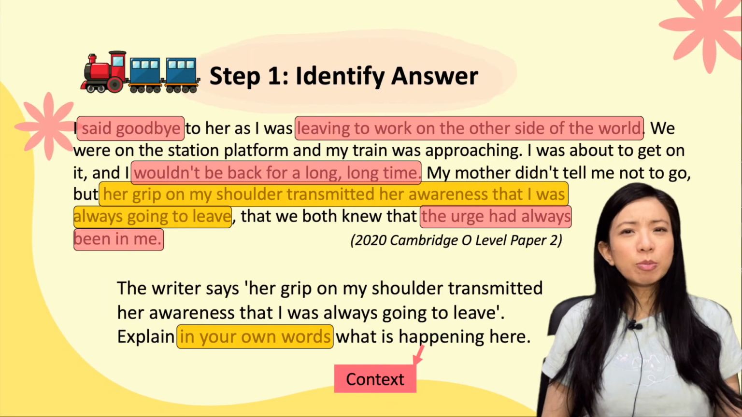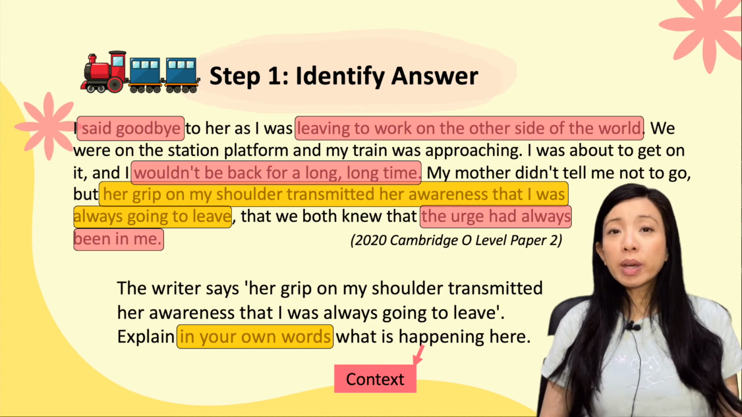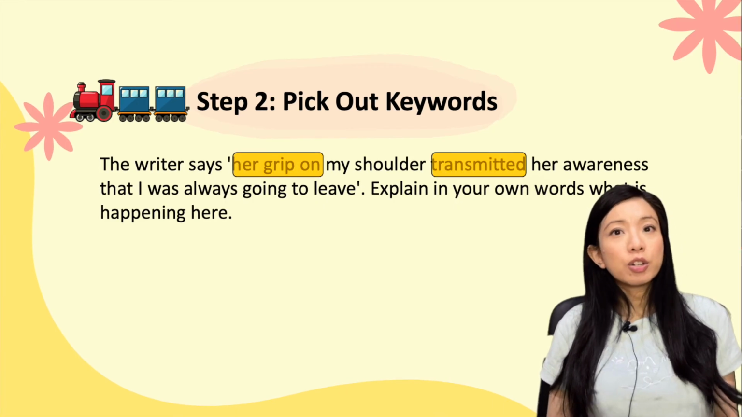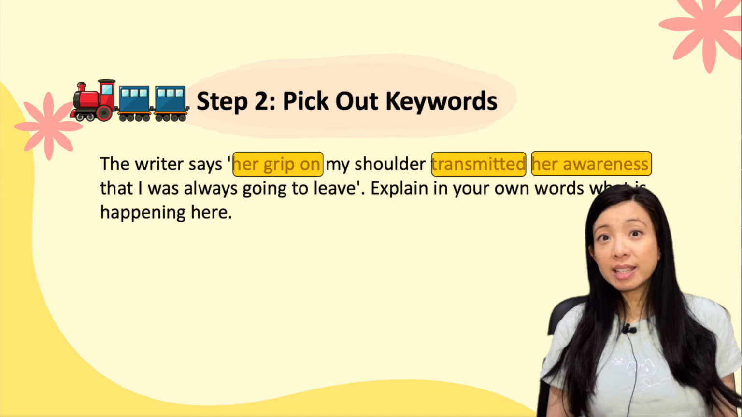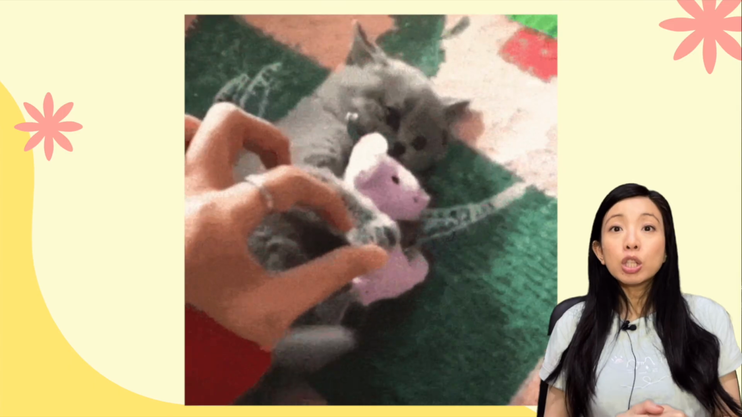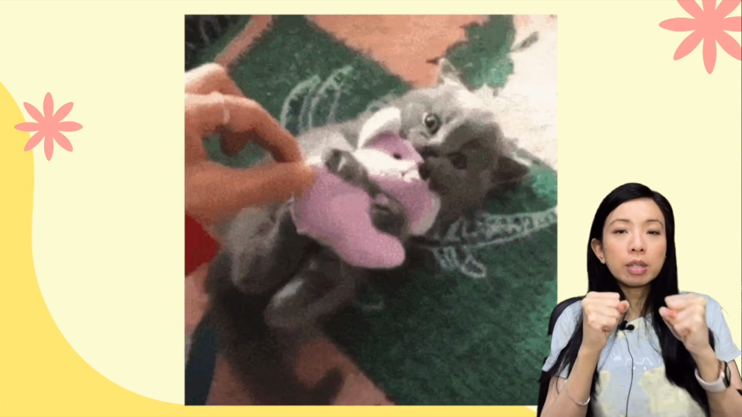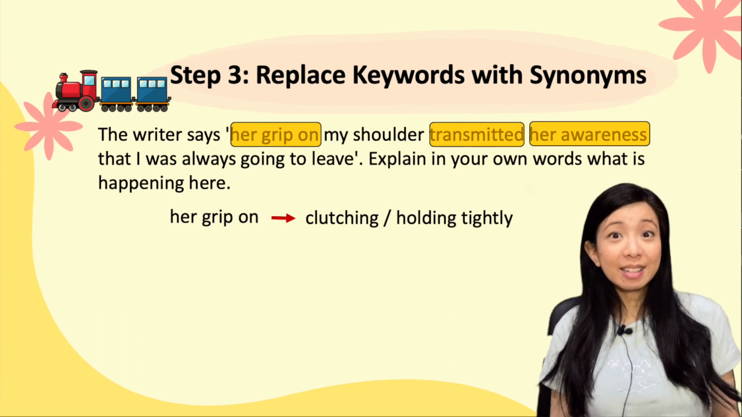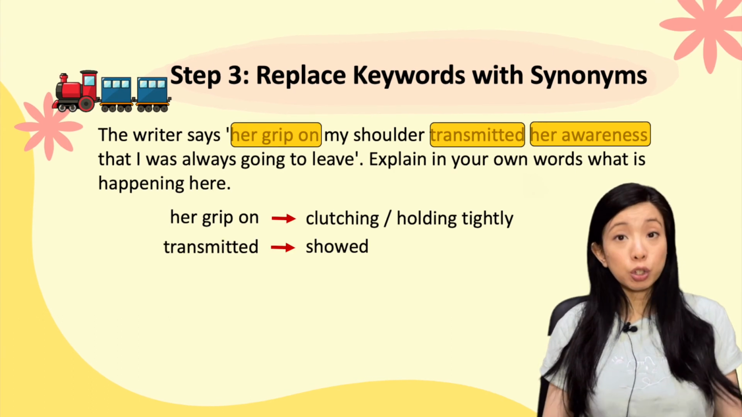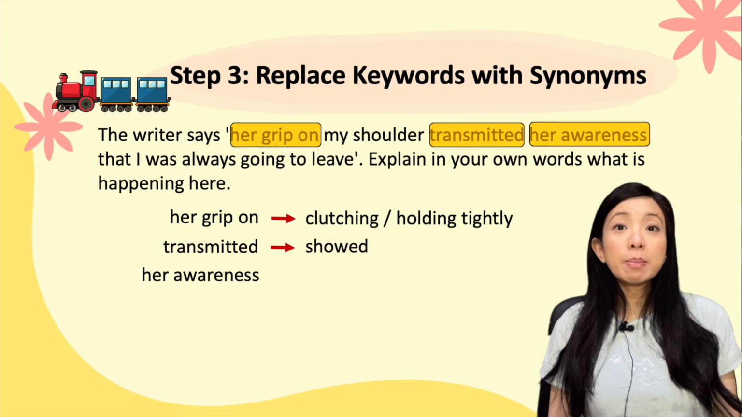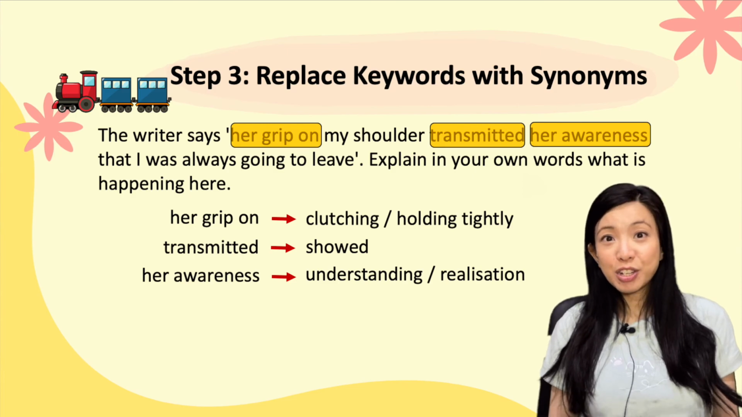Okay, so I understand a little bit more about the context about what's going on, so I'm going to pick out the keywords in the phrase that I should be rephrasing. And the three I've picked out are "her grip on," "transmitted," and "her awareness." So how can we rephrase these keywords? So starting off with "her grip on," usually when you're gripping something, you're holding on to something really tightly. So I can use the words "clutching" or "holding tightly." The word "transmitted" means "showed," so I'm just going to use that word. And "her awareness." So awareness usually means something like understanding or realization.